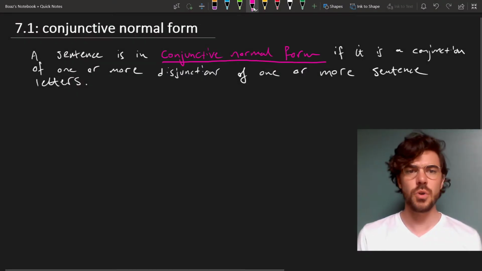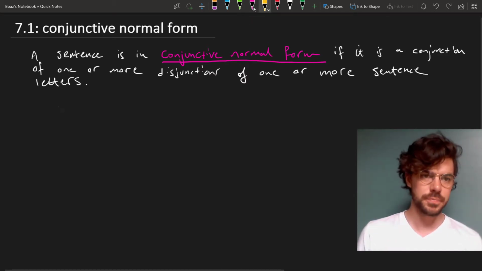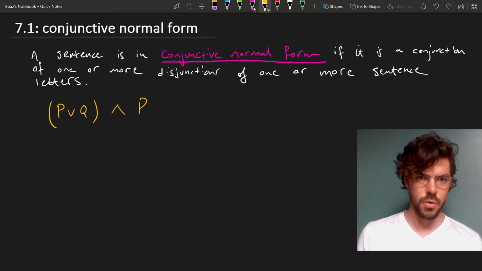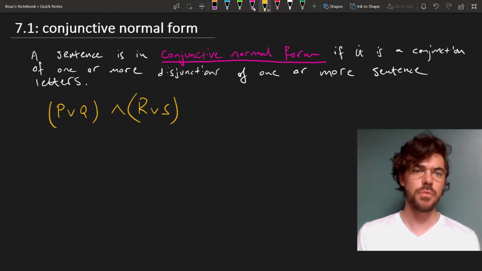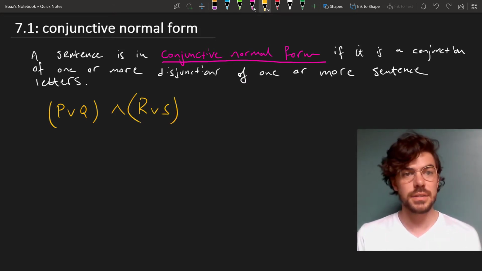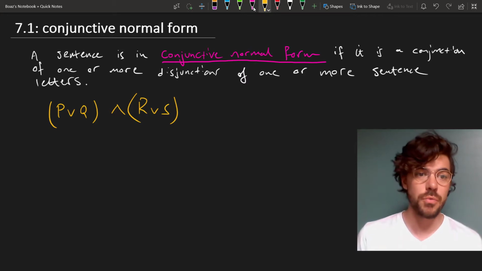A sentence is in conjunctive normal form if it's a conjunction of one or more disjunctions of one or more sentence letters. For example, P or Q and R or S is in conjunctive normal form. Now, we can take a sentence that's not in conjunctive normal form and turn it into one that is. We can do this by the distribution of or over and.